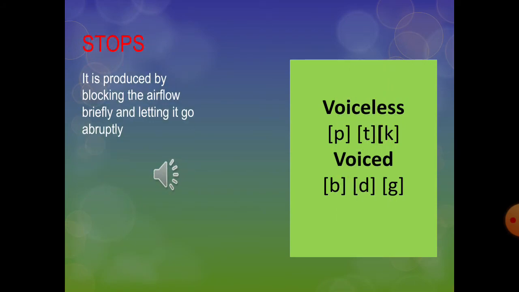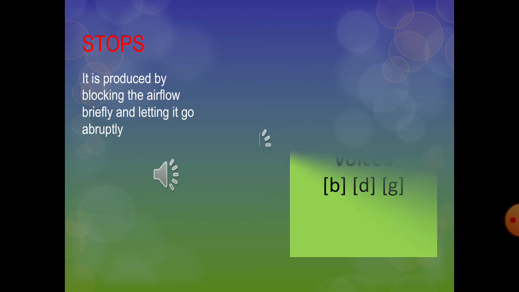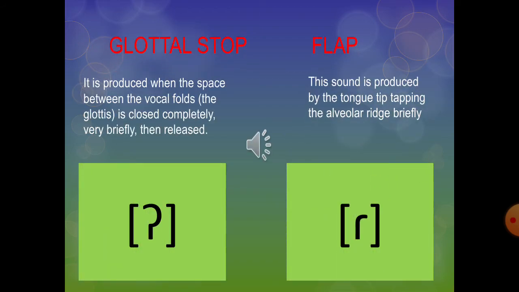Stops. It is produced by blocking the airflow briefly and letting it go abruptly. Glottal stop. It is produced when the space between the vocal folds, the glottis, is closed completely, very briefly, then released. Flap. This sound is produced by the tongue tip tapping the alveolar ridge briefly.